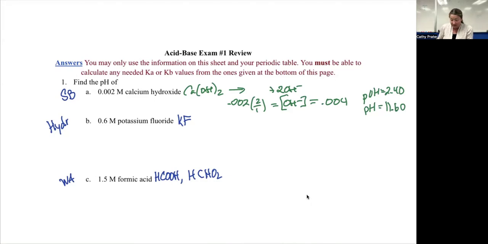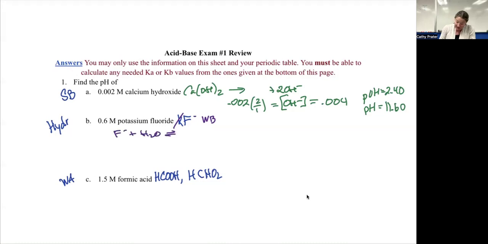For the second problem, KF is a salt that dissolves in water. And so when it does, it's going to break into K+ and F-. I want to consider which ion undergoes hydrolysis. K+ will not. K never does anything. F- behaves as a weak base. So I need to now do a weak base problem with F-.